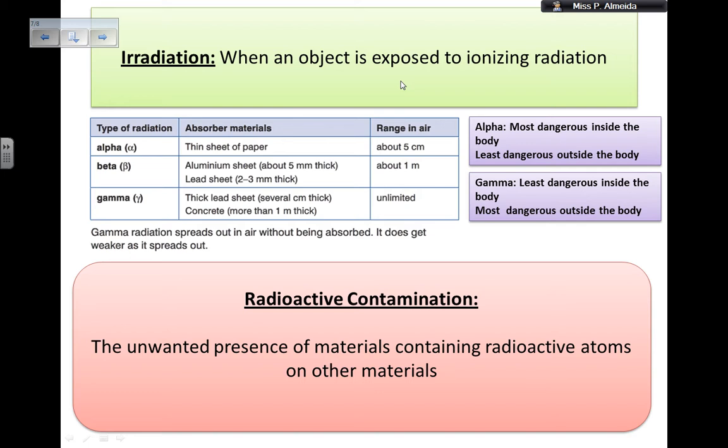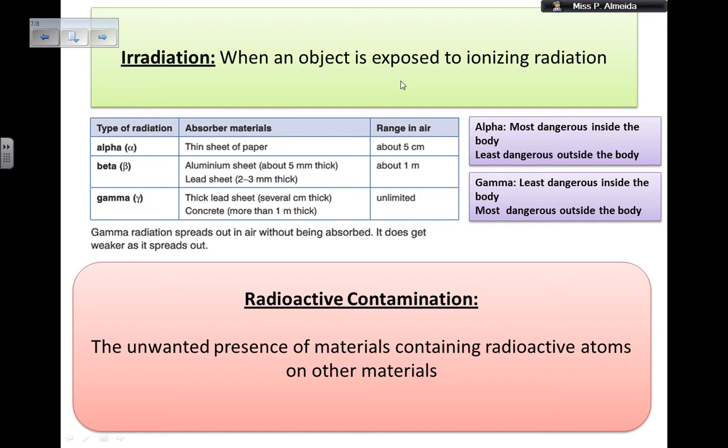Now, other stuff that we need to know. We know about alpha, beta, and gamma, and we know what can stop them, and we know how much they can travel in air. So that means that alpha is the most ionizing, right? But it's also the one that has the shortest range. So alpha is the most dangerous inside the body and the least dangerous outside the body. So alpha irradiation is not as bad as alpha contamination, okay?